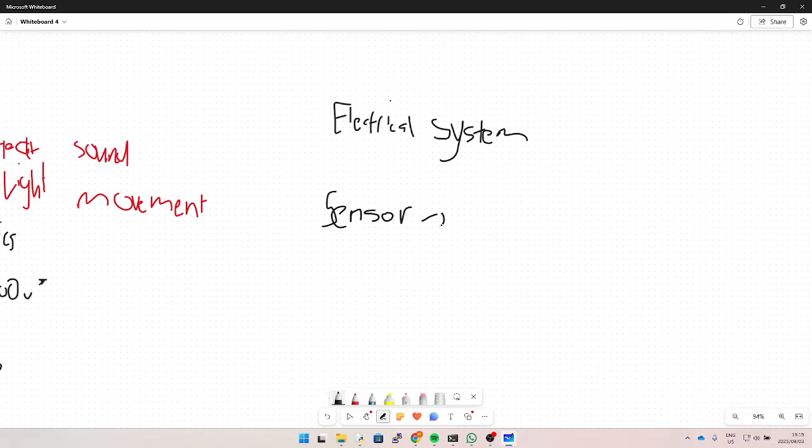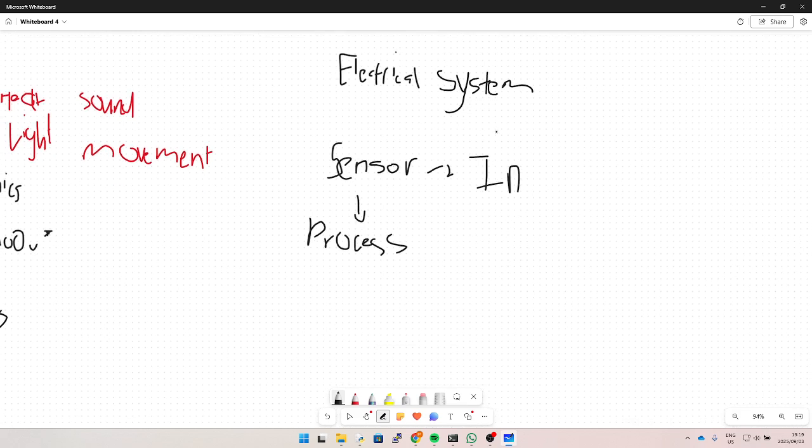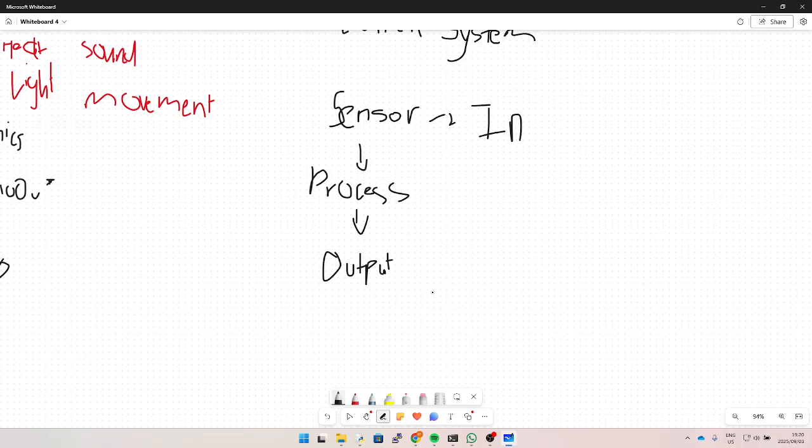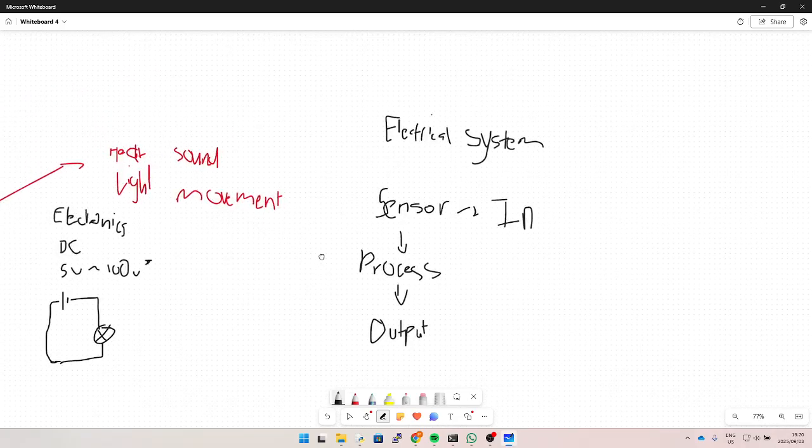So your sensor would be your input, and your process is, for example, what does the circuit do with this information? Let's say you have a switch. When you flick that switch on, what does the circuit do with that? Obviously, it conducts now. Then from there, you get the output, and your output takes that data and converts it to one of these here.